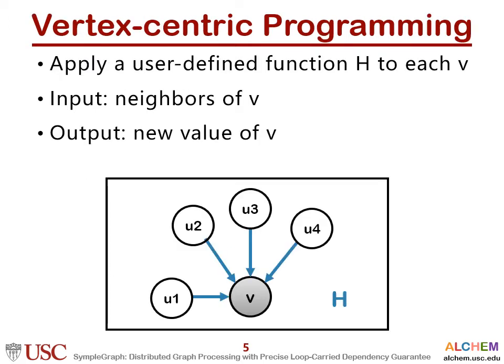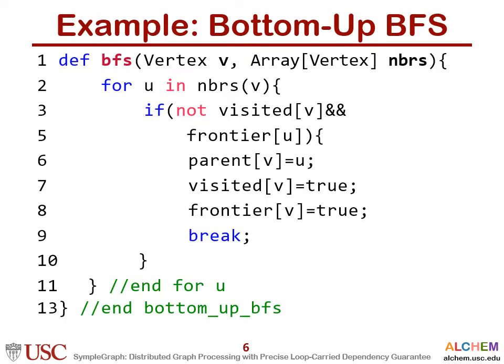To begin with, we will first review the popular vertex-centric programming abstraction for graph. The key idea is to apply a user-defined function h for each vertex. The function h takes the neighbors of this vertex as input and outputs the new value of this vertex. We can see an example of vertex-centric programming for bottom-up BFS.